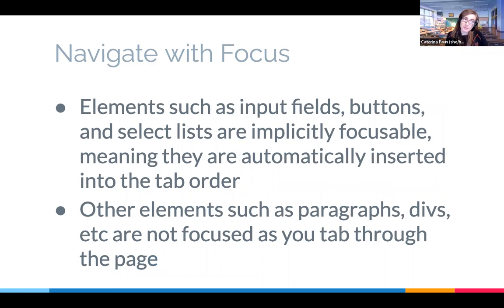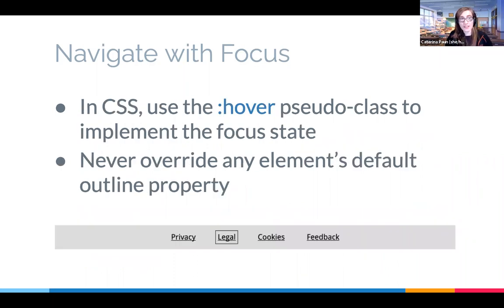Elements such as input fields, buttons, and select lists are implicitly focusable, which means that they have a tab index, so they're automatically inserted in the tab order. Other elements such as paragraphs and divs are not. If we want to make them focusable, we have to add that tab index. Another thing is if we want to style this, like the hover pseudo class, we can do that with CSS.